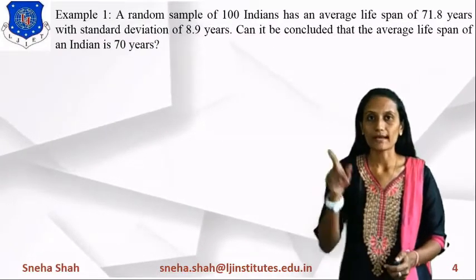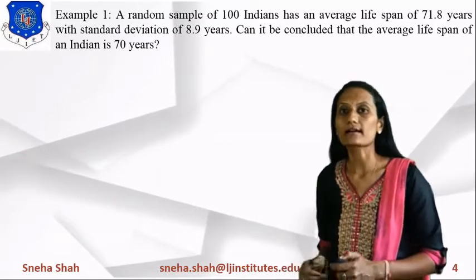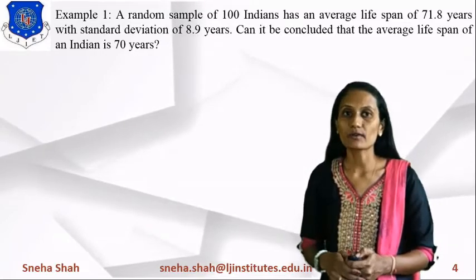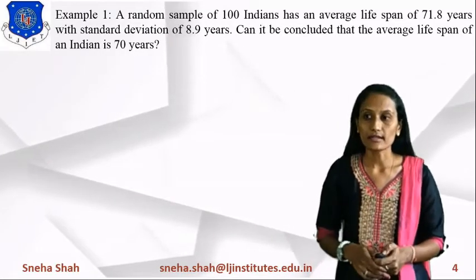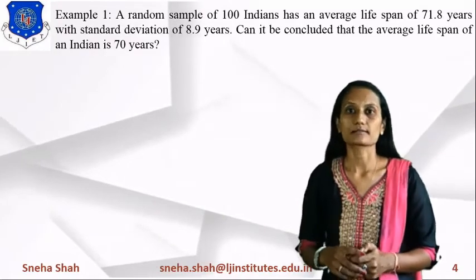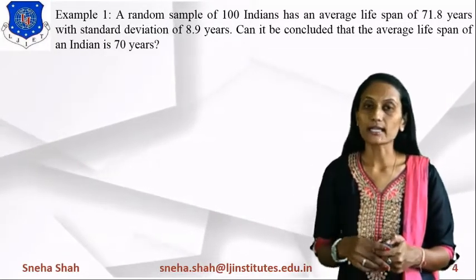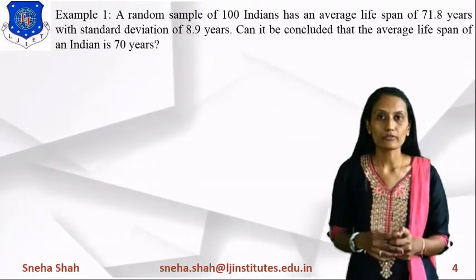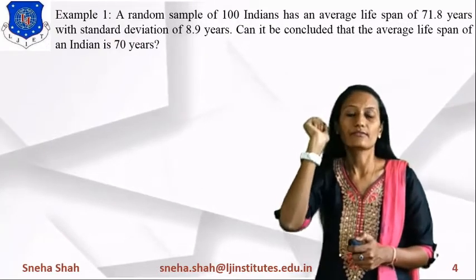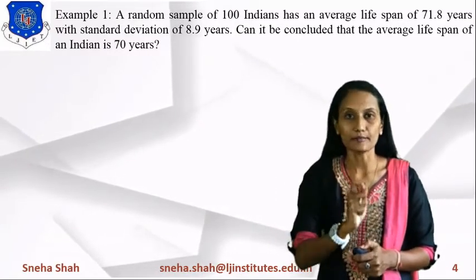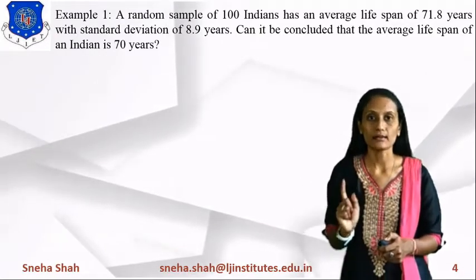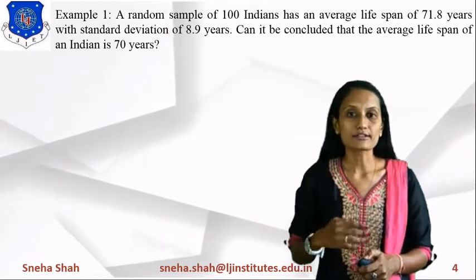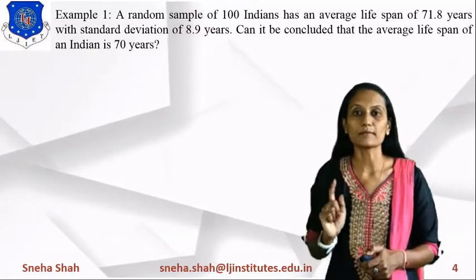Now it will be well defined by some examples. The first example is: a random sample of 100 Indians has an average lifespan of 71.8 years with a standard deviation of 8.9 years. Can it be concluded that the average lifespan of an Indian is 70 years? To solve this, average means we consider it as the mean. Since we are considering one mean, we are using the single mean method to solve this example.